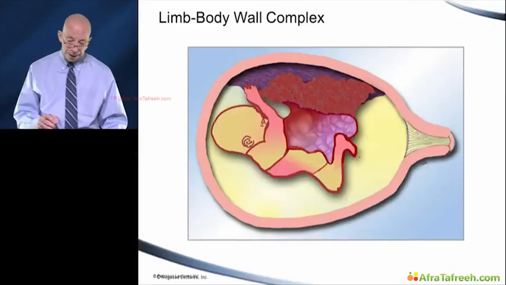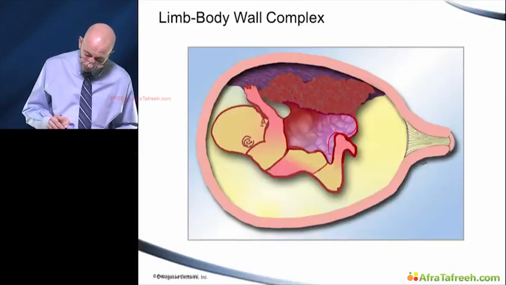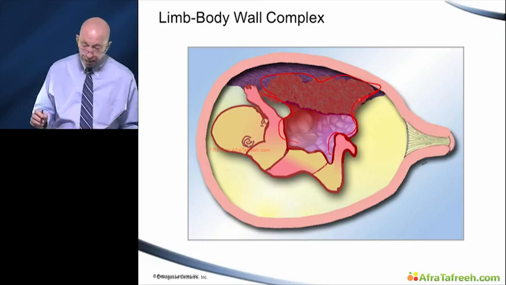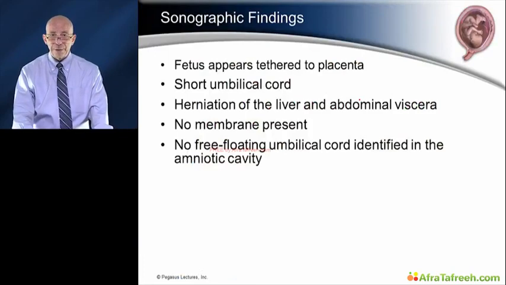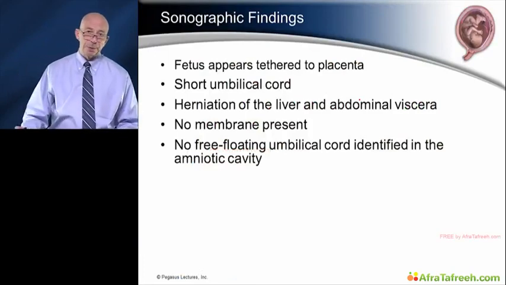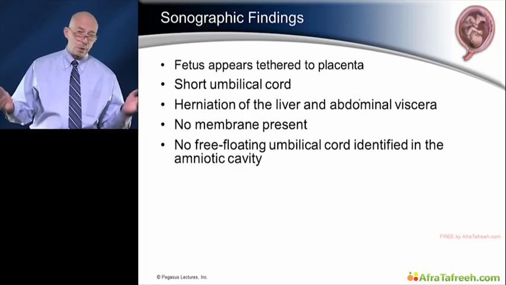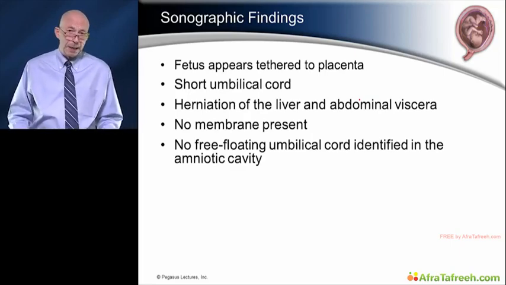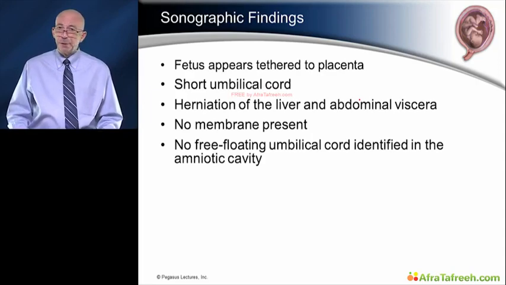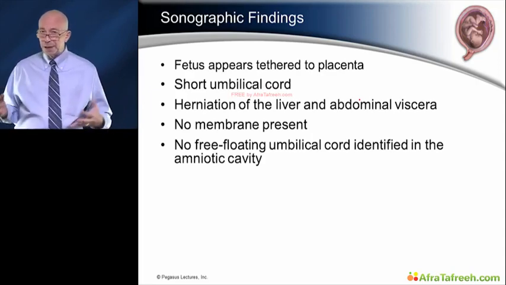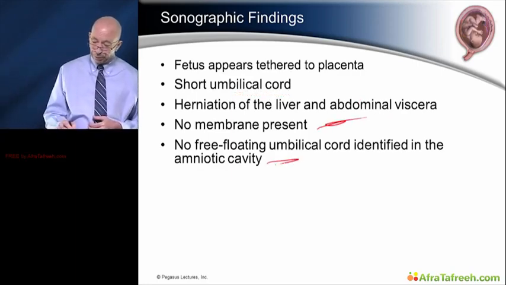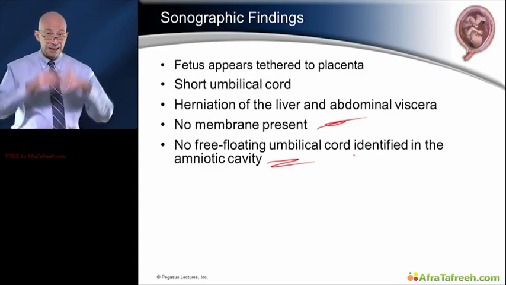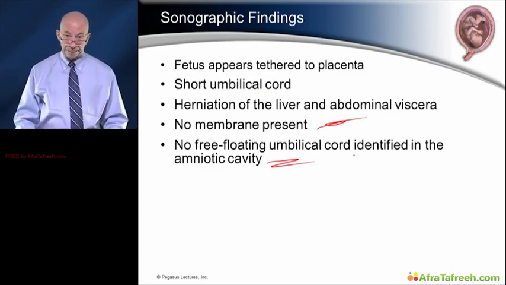The schematic demonstrates the exteriorization of abdominal contents that attach directly to the placenta. Sonographically, the fetus appears tethered to the placenta. There is a very short or no umbilical cord identified. The liver and abdominal viscera are seen to herniate outside of the abdomen. There's no membrane present, and there's no free-floating umbilical cord identified in other locations within the amniotic cavity.